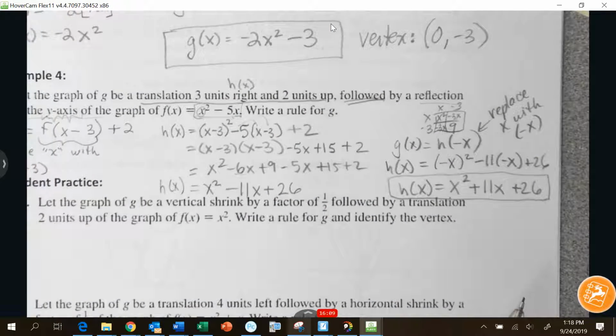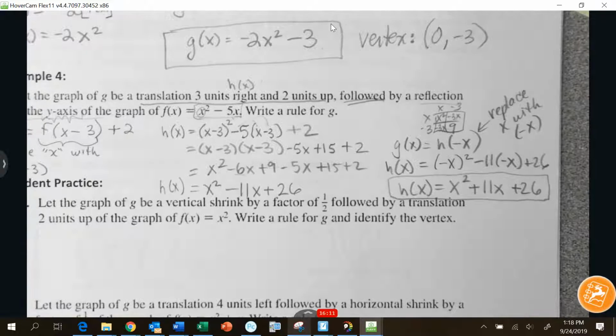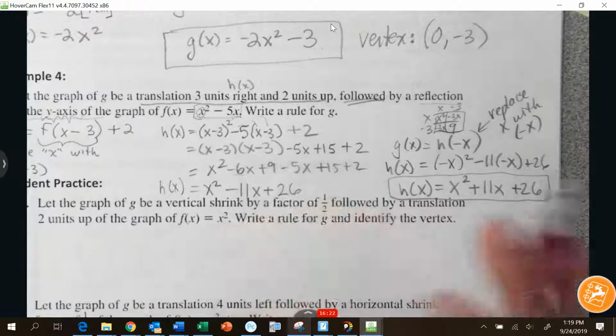Okay. All right. Let the graph of g be a vertical stretch by a factor of a half, followed by a translation 2 units up of the graph of f of x equals x squared. Try it. You try.